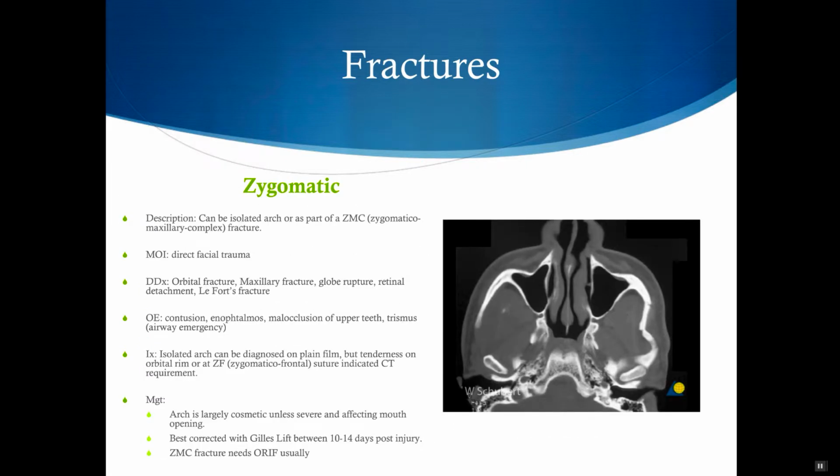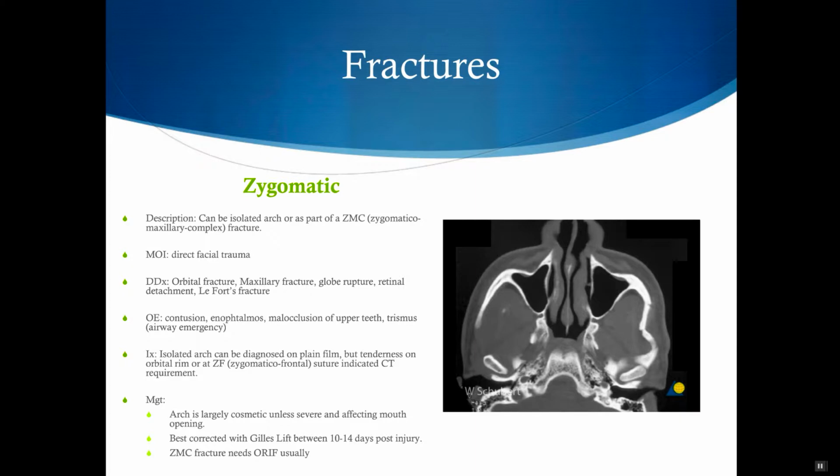Zygomatic arch. This is essentially the bone that overlies the upper part of your cheek. Underlying the bone is the muscle, the masseter muscle. Once again, this is due to direct facial trauma. Differential diagnosis here, similar to orbital fracture, is the surrounding areas. So you can get an orbital fracture that can appear similar to a zygomatic arch fracture, and sometimes they can happen in conjunction with each other.